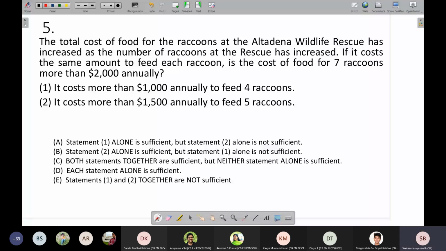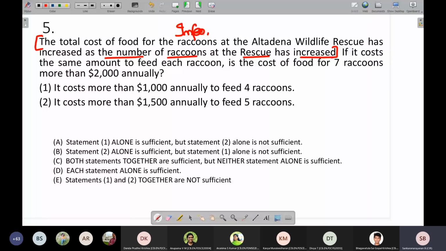So the total cost of food for the raccoons at the wildlife rescue has increased. Why has it increased? Because the number of raccoons at this rescue has increased. So the more the raccoons, the more the food required, so the more the cost. Okay, that is the logic. So this is actually information that you are getting from this question. Okay, so that is valid information. Make a note of this. More the raccoons, more the food, because of which more the cost. So make a note of this.